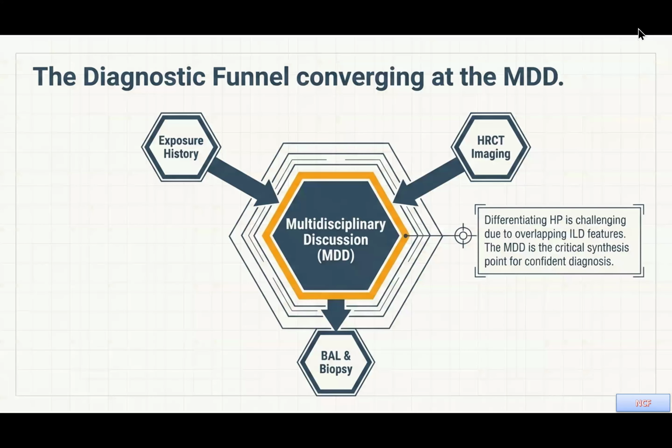So now there's a diagnostic funnel available. In this, you have to look at the exposure history, you have to look at the imaging, HRCT imaging, and in some cases, BAL and biopsy, which I'll come to in the later stages of the lecture. And after all these, we have to go through a multidisciplinary discussion to diagnose HP, because HP features often overlap with other ILDs. And it is very important to have a multidisciplinary discussion to actually confirm the diagnosis.